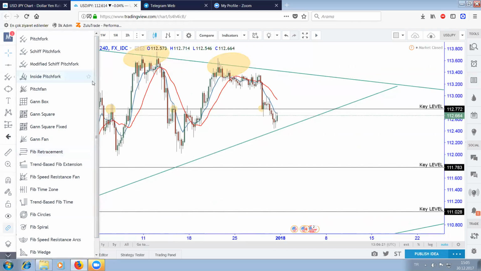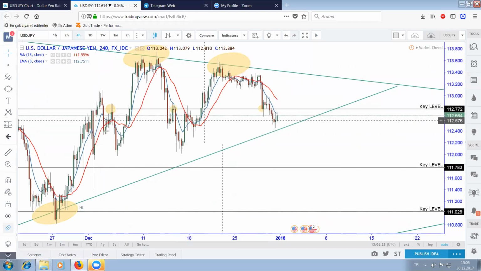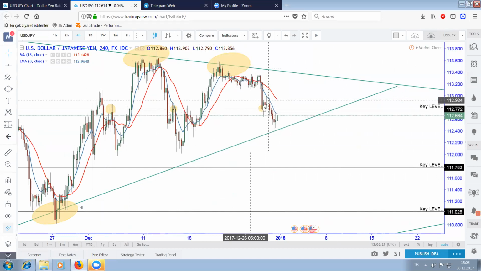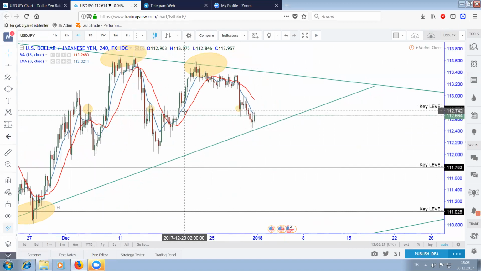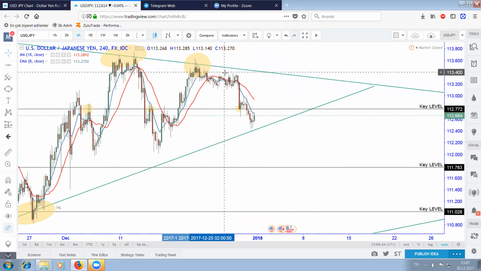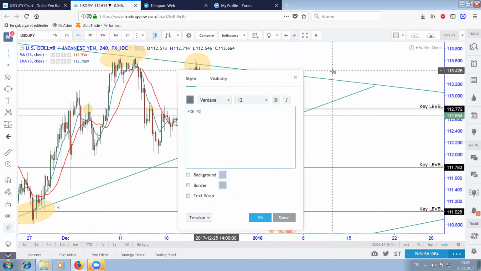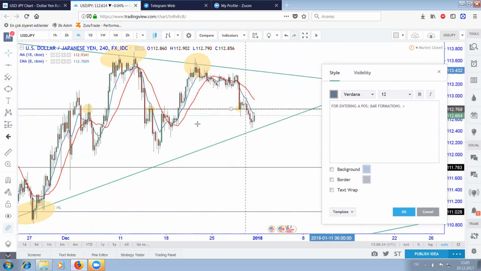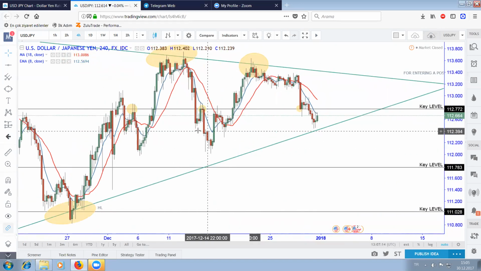When we are adding the Fibonacci, before adding it, we need a confirmation, which means we need to see a guarantee for us to enter a position. We are going to check bar formations first. For entering a position, you are going to see if they have some kind of head and shoulders formation. We have it here, like it's opposite, but it's still head and shoulders.